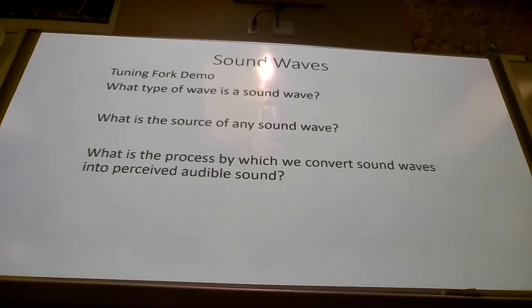Try that. Okay. So what's going on is this. The forks are vibrating like this, a proof of concept that they're vibrating.